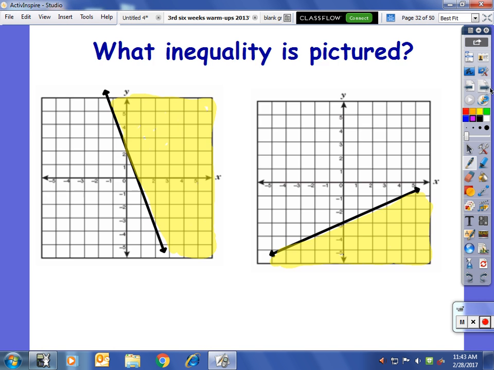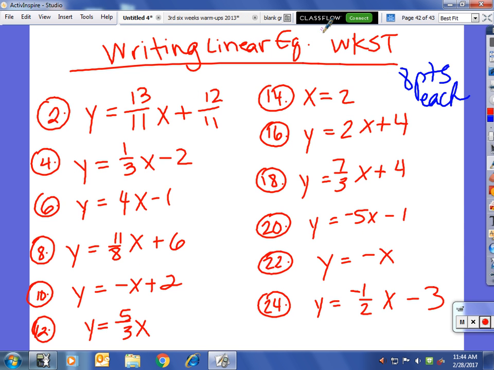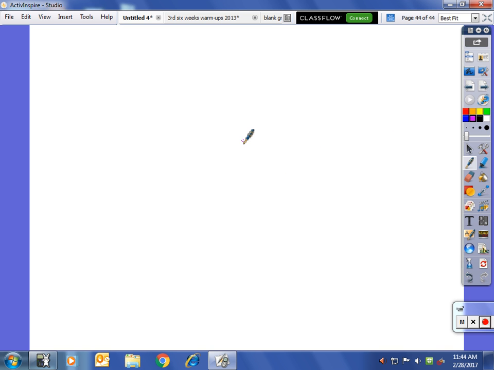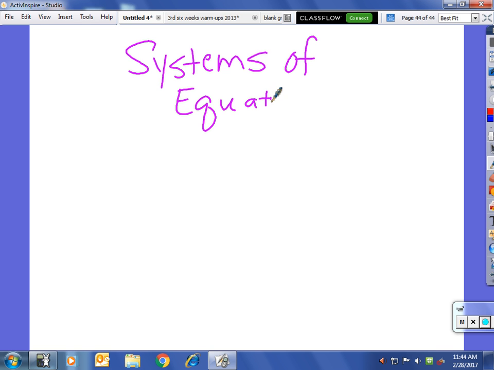All right, folks, here we go. We are still working on systems of equations. We're going to learn a different method to solve a system of equations today. Now, is it easier? Good question. The answer is it depends on the situation you're given.